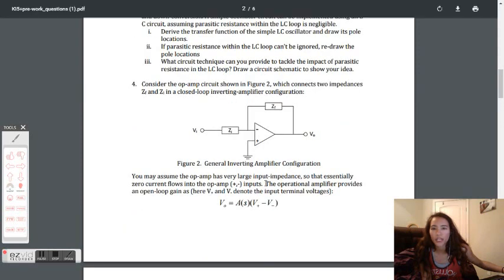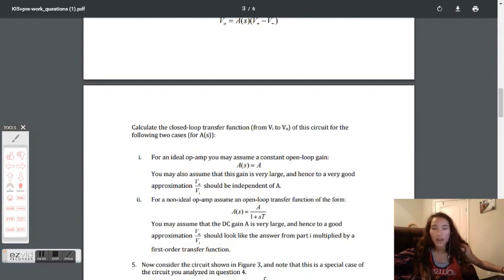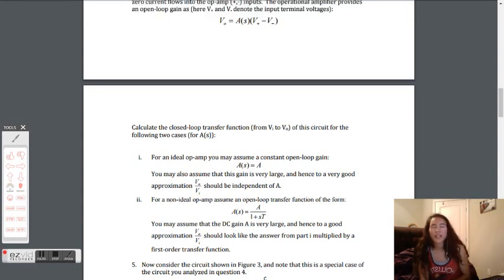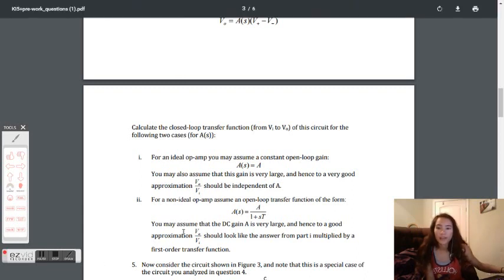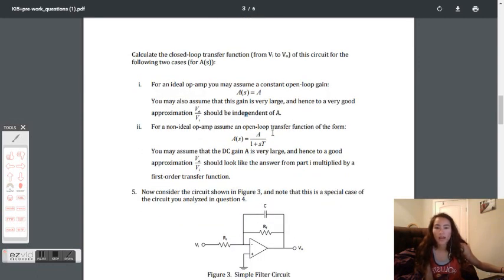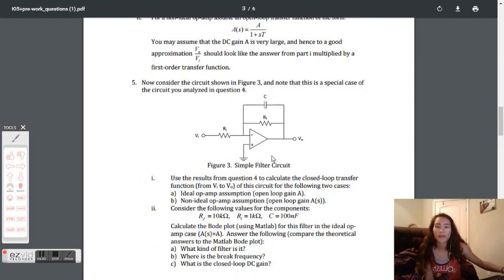We find the closed loop transfer function for this circuit for both ideal and non-ideal. For the ideal transfer function, I think everybody got that it was minus ZF over ZI, and that was it. It's pretty simple. And then for the non-ideal, we did basically what it says, that you multiply it by this. So it's just ZF over ZI times A over 1 plus ST. It's pretty straightforward in my opinion.